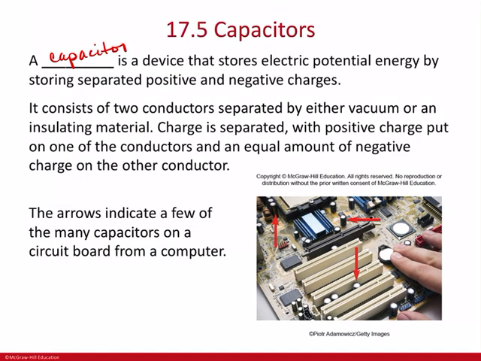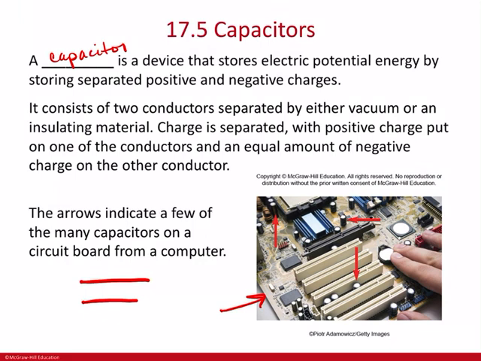All right, so it consists of two conductors, which are separated by a vacuum or an insulating material. It could be just air too. Charge is separated with positive charge on one and negative on the other. And typically when you look at a capacitor, it's easy to imagine them just using parallel plates.